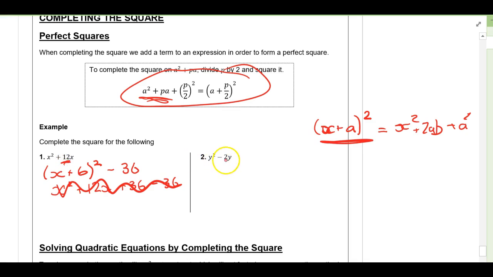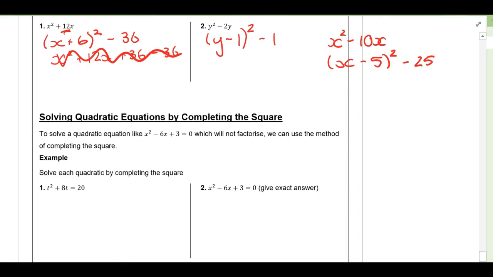So I'll do another one. y squared minus 2y, half of 2 is 1, and in this expansion I've got a 1, so I've got a minus 1. I'll do another one. x squared minus 10x. Half of 10 is 5. This gives me a plus 25, which I don't want, which I subtract.